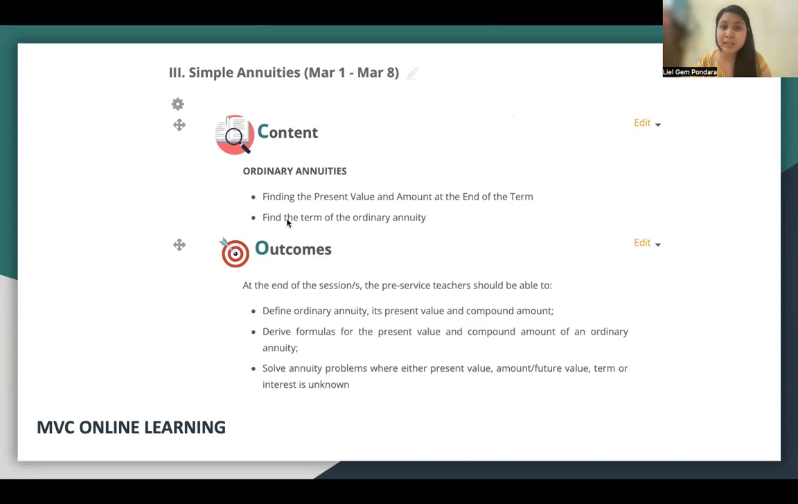Now we'll talk about ordinary annuities. In this lesson, we'll find the present value and amount at the end of the term. Then find the term of the ordinary annuity. And at the end of today's session, you'll be able to define ordinary annuity, its present value and compound amount, derive formulas for the present value and compound amount of an ordinary annuity, and solve annuity problems where either present value, amount or future value, term or interest is unknown.